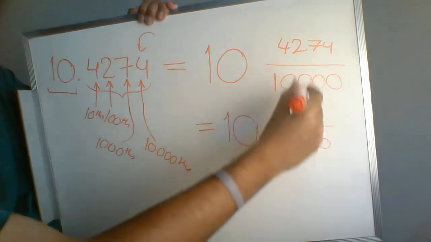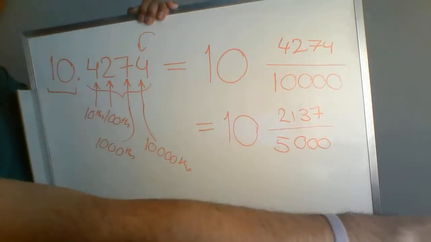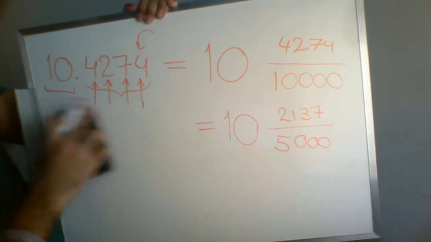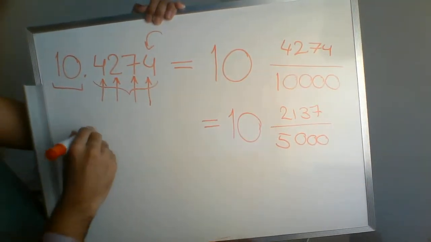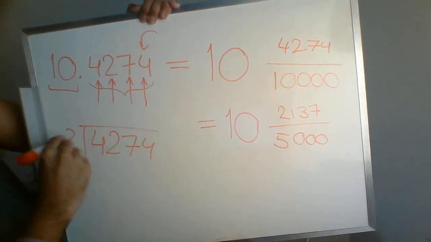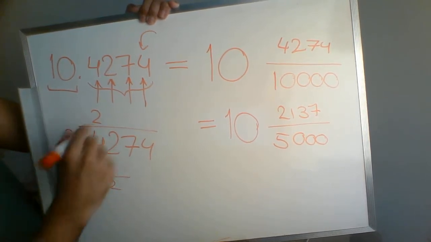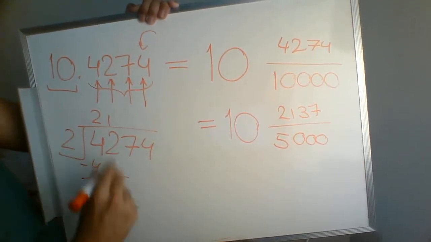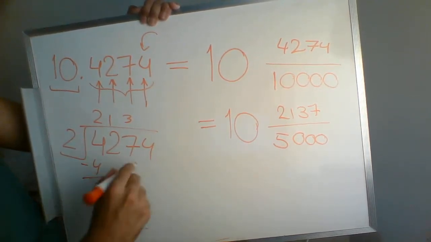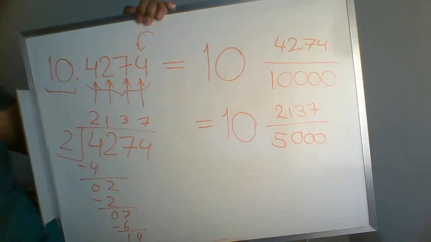become 21, 74 would become 37. And if we're not sure, there's no problem with just going ahead and doing the long division as well. So we've got 4274 divided by 2. 2 goes into 4 twice, minus 4, nothing. 2 once, minus 2, nothing. 7, 3 times, minus 6 leaves us with a 1, bring the 4 down, and the 7. 2137. Yep. So that should do.